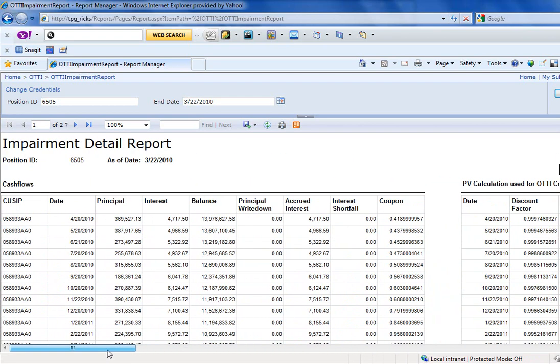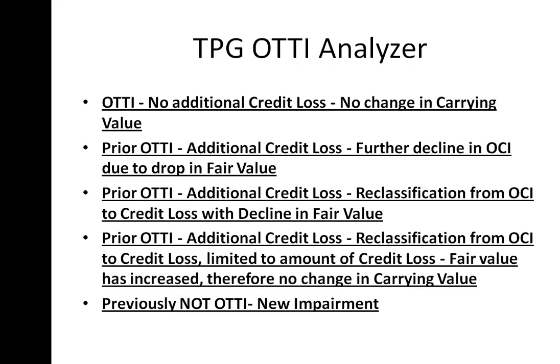Currently, the OTT Analyzer application supports 5 status options, and those status options can be seen as OTTI with no additional credit loss, prior OTTI with additional credit loss with further decline in OCI, prior OTTI additional credit loss, reclassification from OCI to credit loss with decline in fair value, additional credit loss, reclassification from OCI to credit loss, limited to the amount of credit loss, fair value is increased, therefore no change in carrying value, and new impairments.